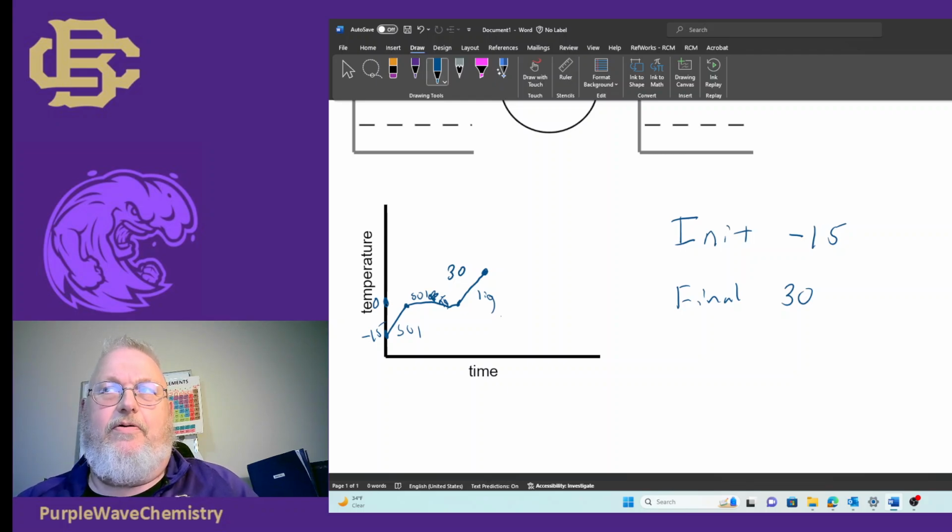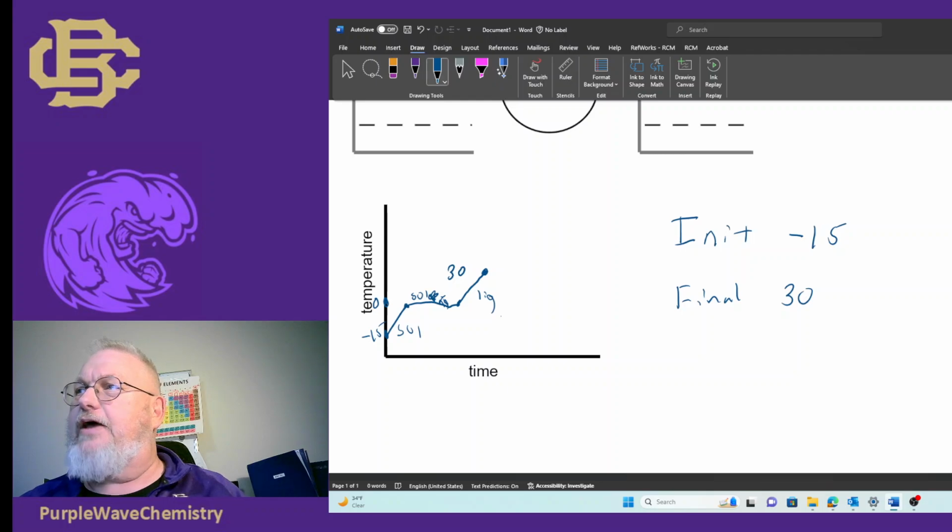There are several of them on our tests that are going to be like this. It's a roadmap of what's going on. Guys, you've got this, I promise you.